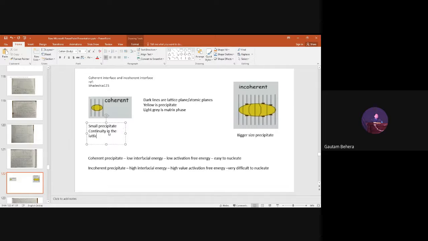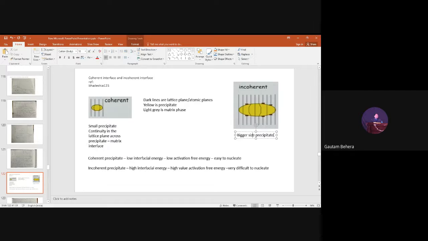Now do you people understand? There is a continuity in the lattice plane across what? What should I write? Across the precipitate only, or across the precipitate-matrix interface? It is okay now? So you can see the lines are continuous. This line means this atomic plane is continuous. The atomic plane starting from the matrix to the precipitate, then to the matrix is continuous, right? There is continuity.